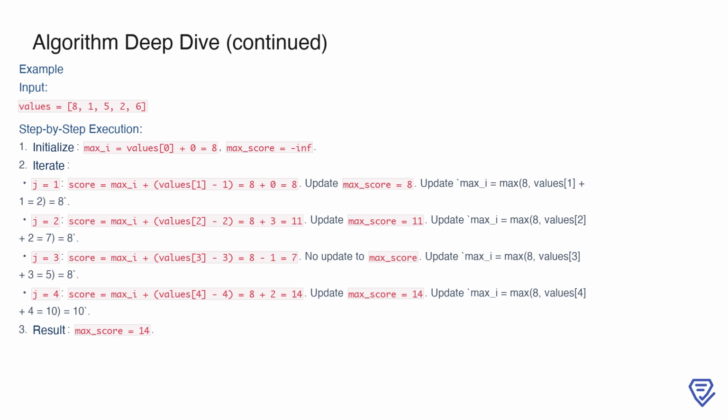Throughout this process, max_i is updated dynamically to reflect the best values[i] + i seen so far, ensuring the algorithm remains efficient. At the end of the iteration, the maximum score is 14, which is the result.